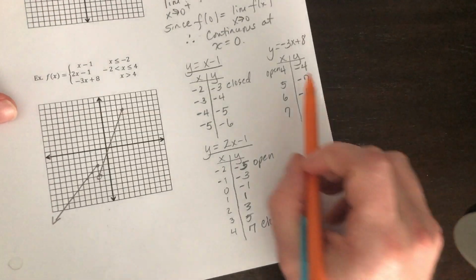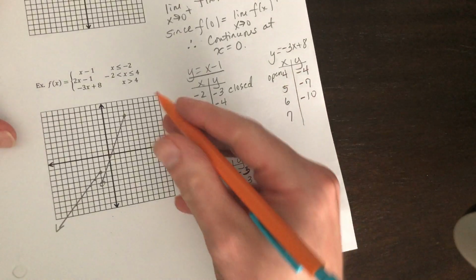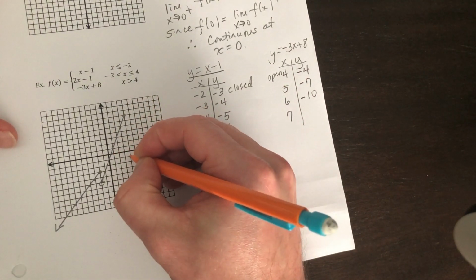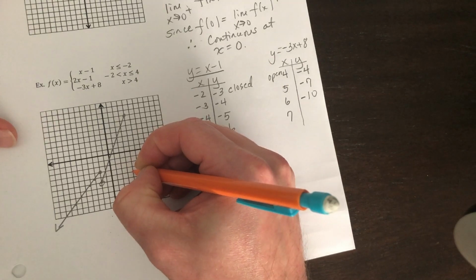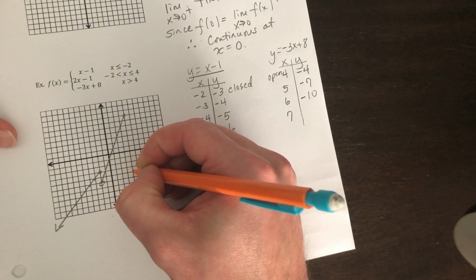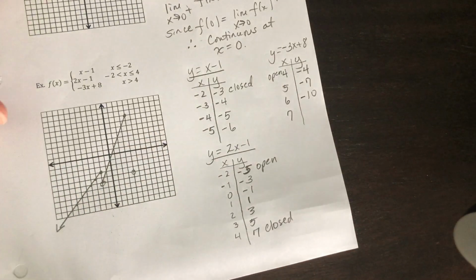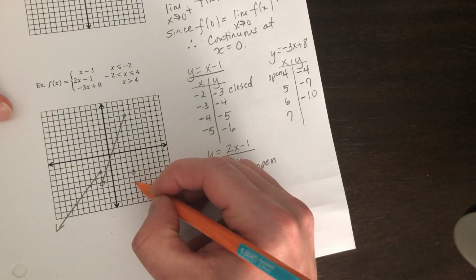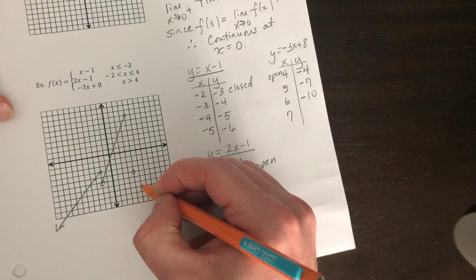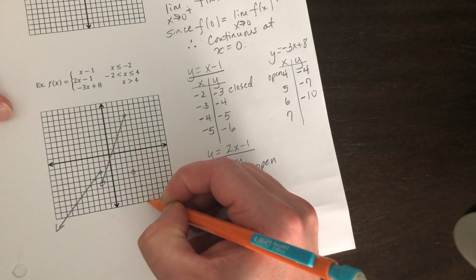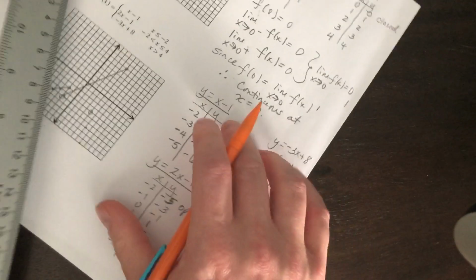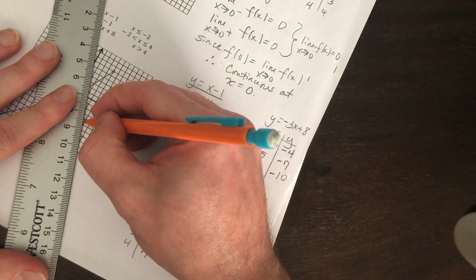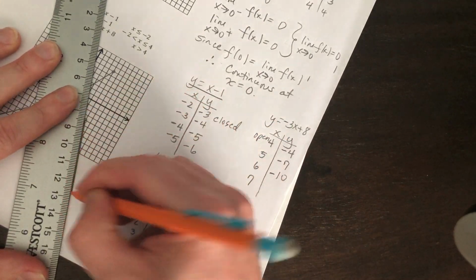And then I have 4, negative 4. 1, 2, 3, 4. It's going to be open. 5, negative 7. So it's going to be 1, 2, 3. So it looks like that. So your graph looks like that.